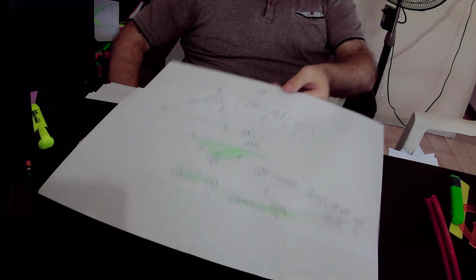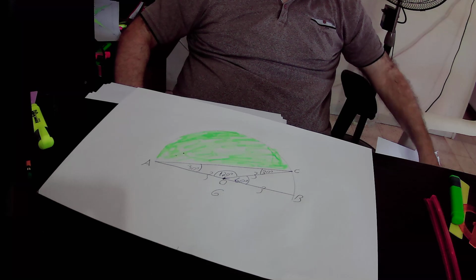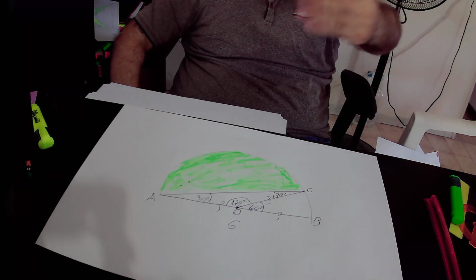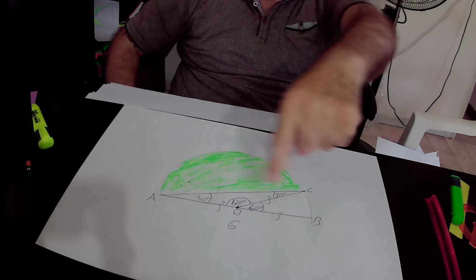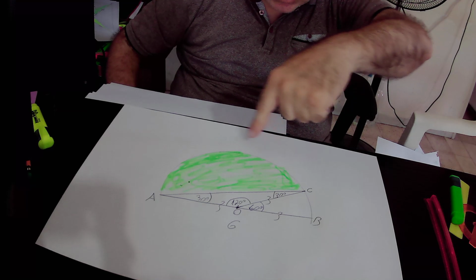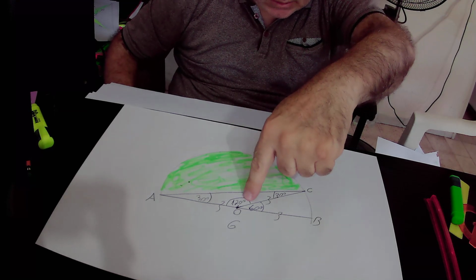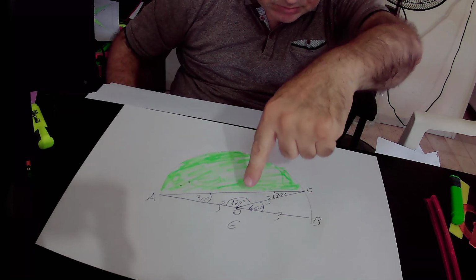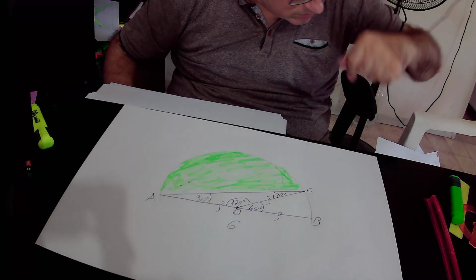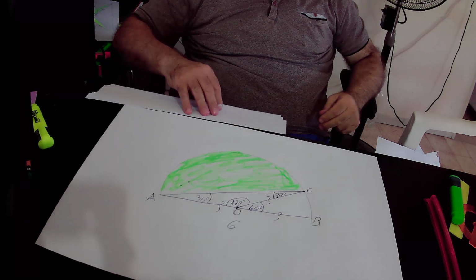So what is the area of the green shape? It is very easy to see from the drawing that the area of the green shape will be equal to the area of sector AOC minus the area of triangle AOC. Again, the area of sector AOC minus the area of triangle AOC will be equal to the area of the green shape. I'll repeat again.